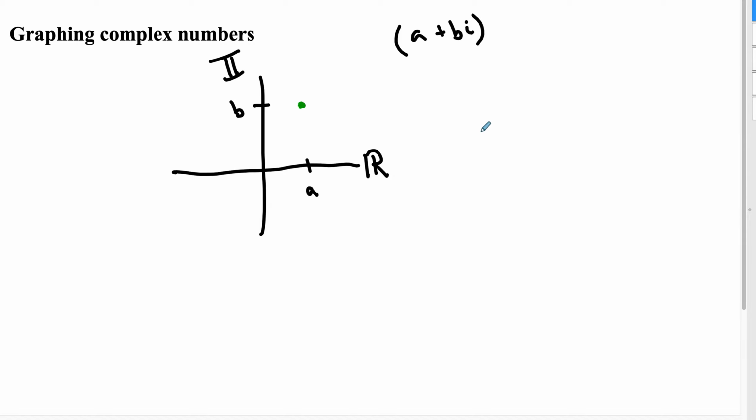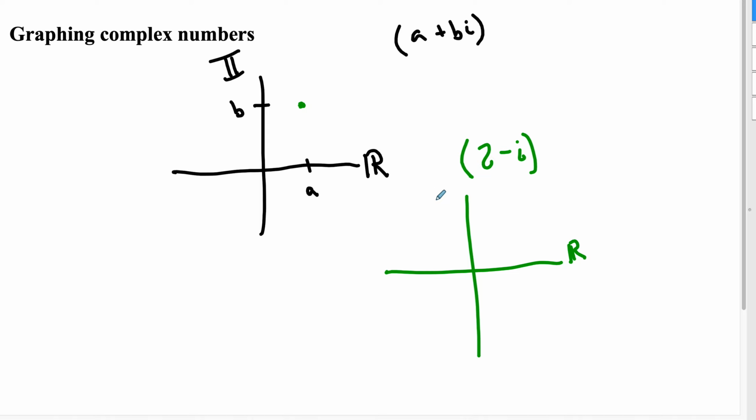As an example, if I wanted to graph 2 minus i, remember, real, imaginary, I would want to go 2 units in the real direction, positive, which would be right here. And then I'd want to go negative 1 i, so 1 in the negative imaginary direction. So real is x, imaginary is y. You can think of this kind of like the point (2, -1), just graphed on the complex plane, which means that when we graphed it, it would look like this, okay?